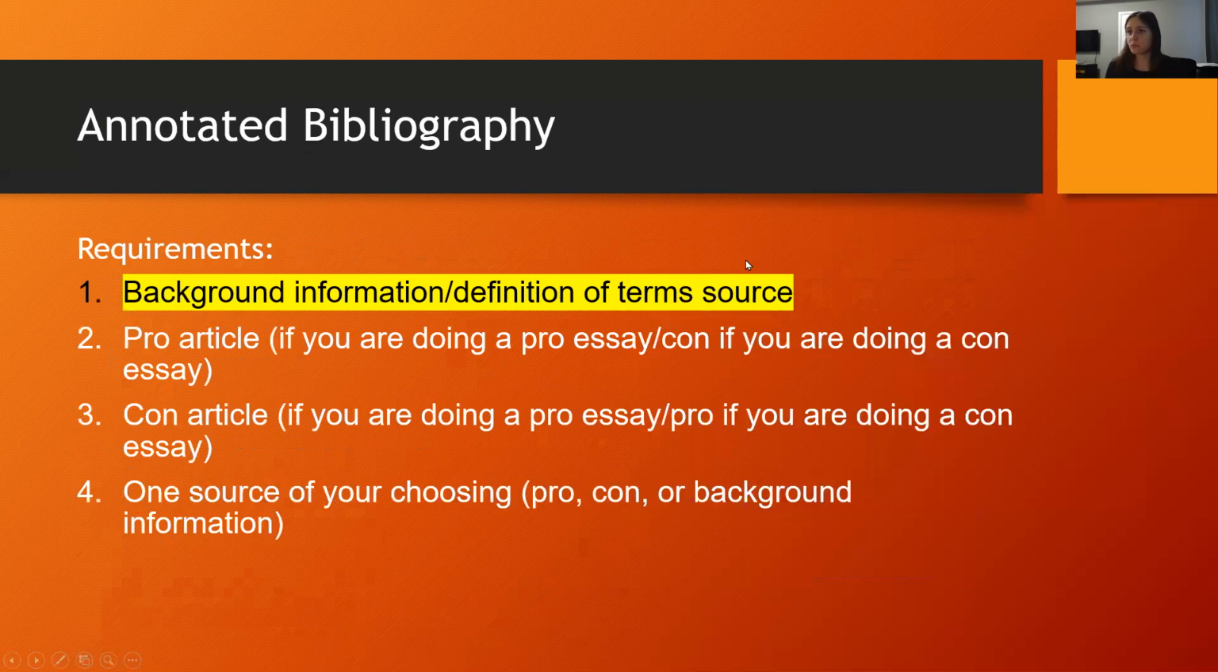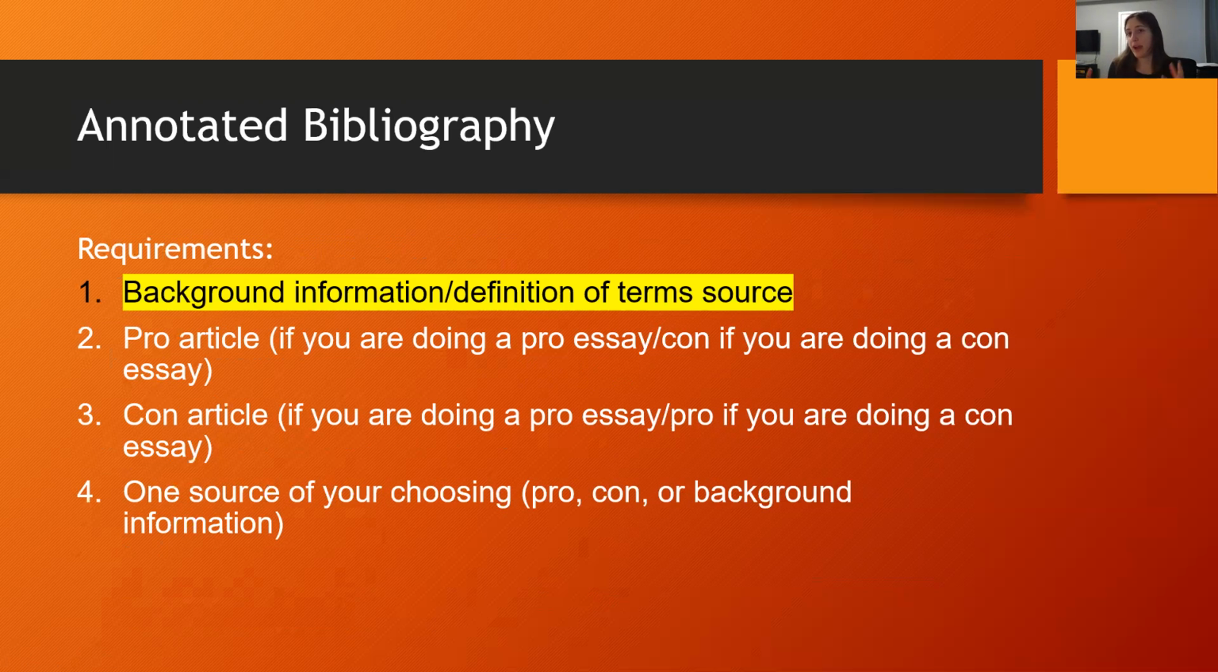Okay? So your annotated bibliography, you will be finding a minimum of 4 different sources, and they're all going to be different. The first is you're going to find background information, or it could be considered a definition of terms. Okay, and I'm going to get to that in just a second. This is what is going to go in your introduction.